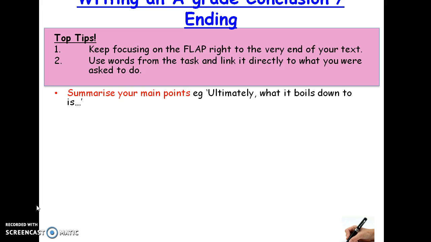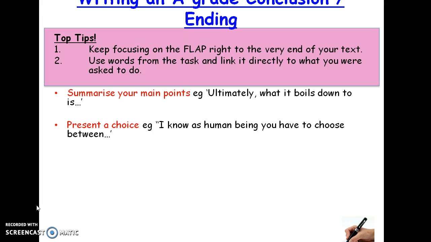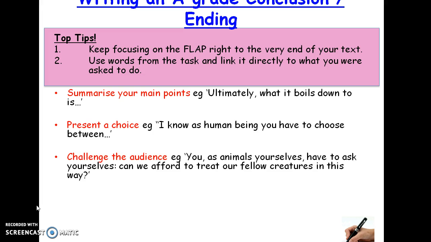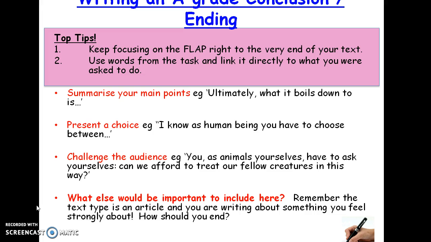For instance, you could say, "ultimately, what it boils down to is." You could present the reader with a choice. For instance, "I know as human beings you have to choose between." You might want to challenge the audience. For instance, the sentence here, "you as animals yourselves have to ask yourselves, can we afford to treat our fellow creatures in this way?" There might be other important things that you want to include here.